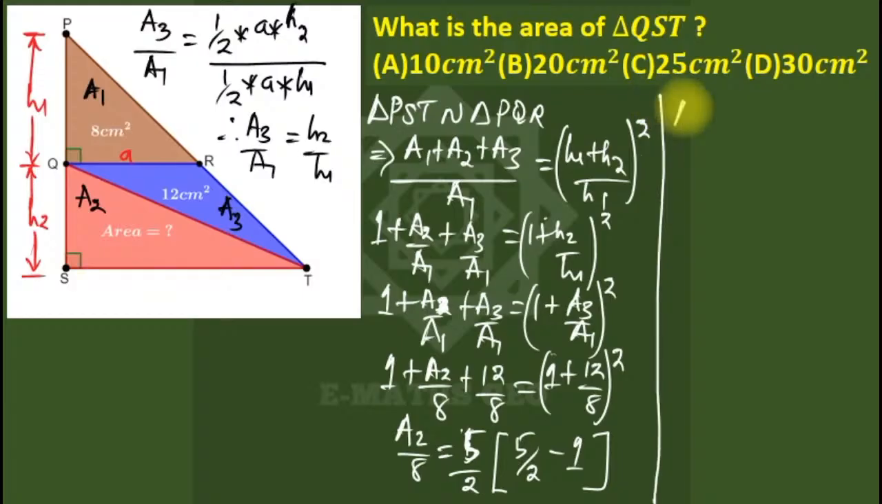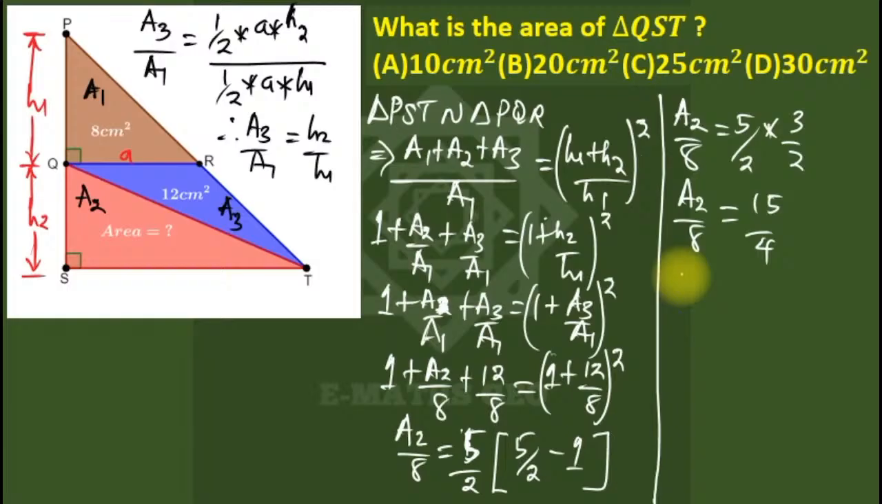So making it, this A2 over 8 equals 5 over 2 times, that should be 5 minus 2 is 3, so 3 over 2. So this is A2 over 8 equals 15 over 4. So we'll have that A2 is now 15 times 2, which is 30. So that's our answer. It is 30 cm squared.